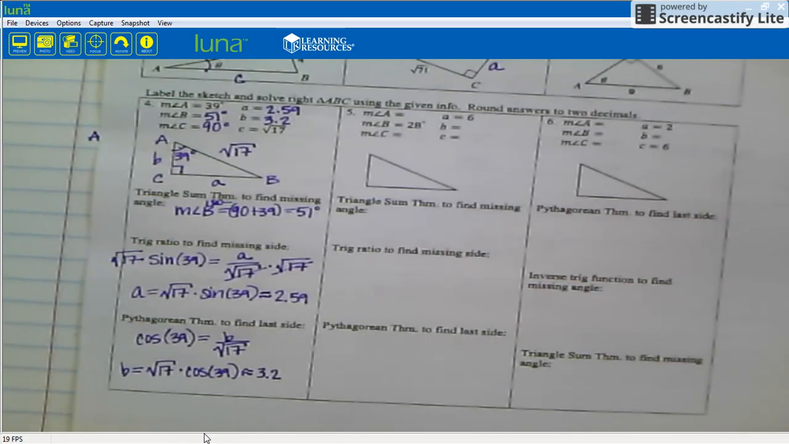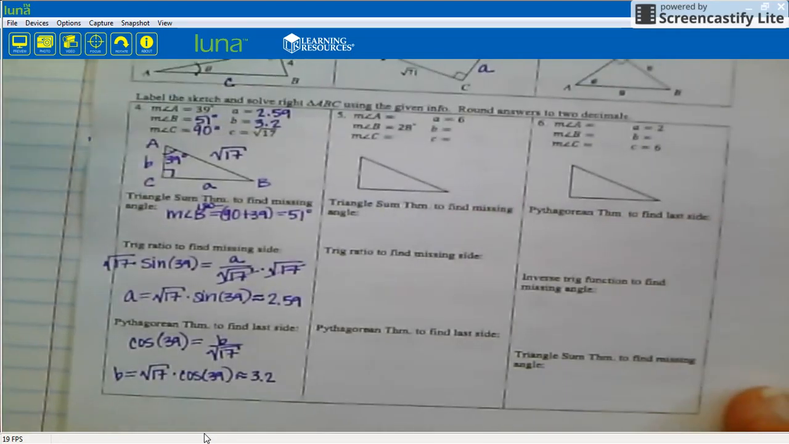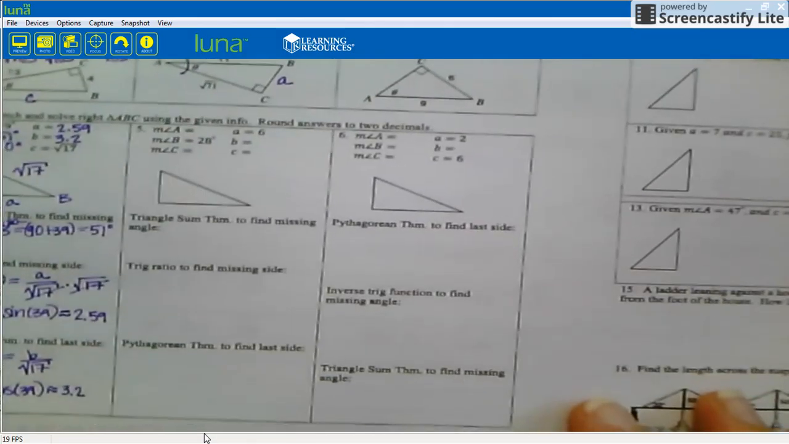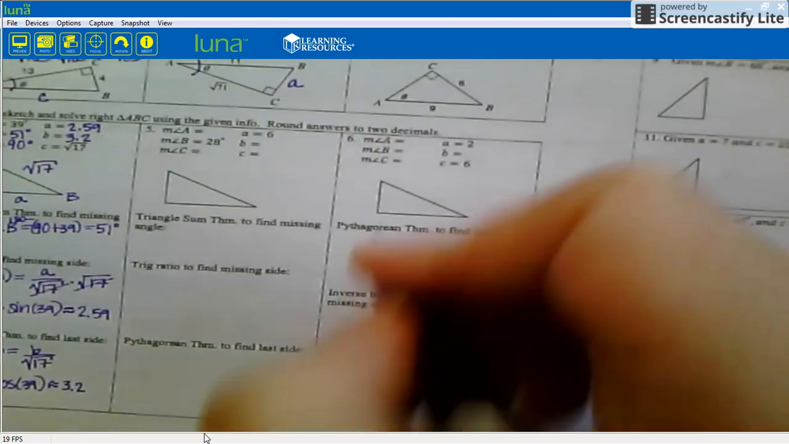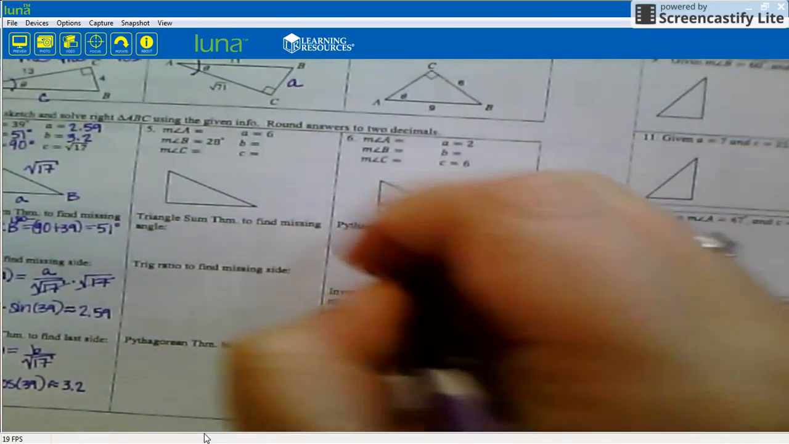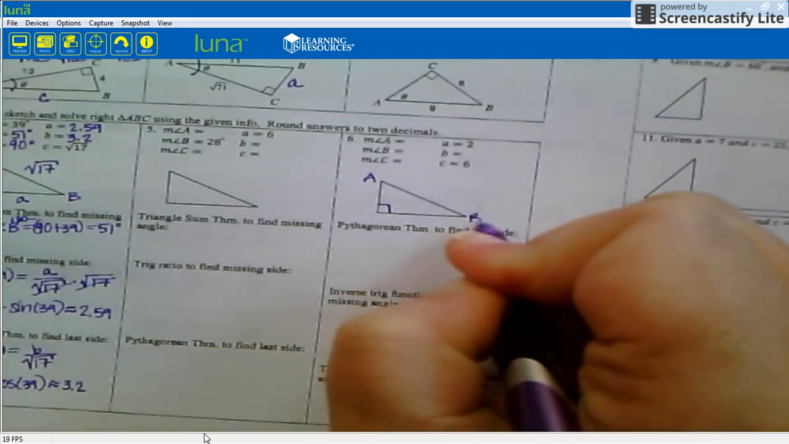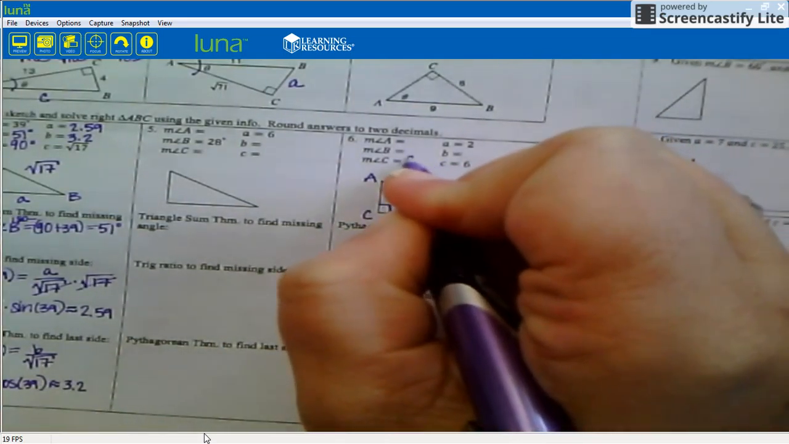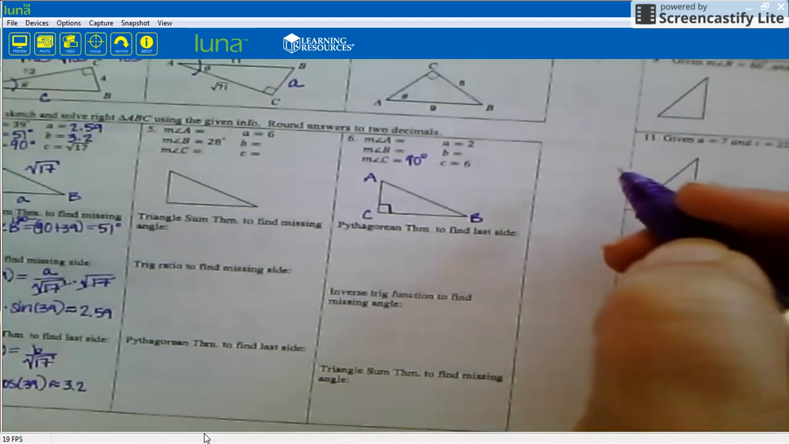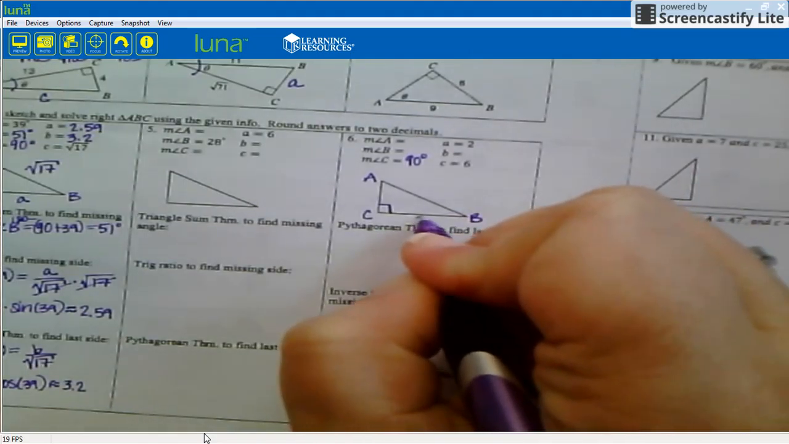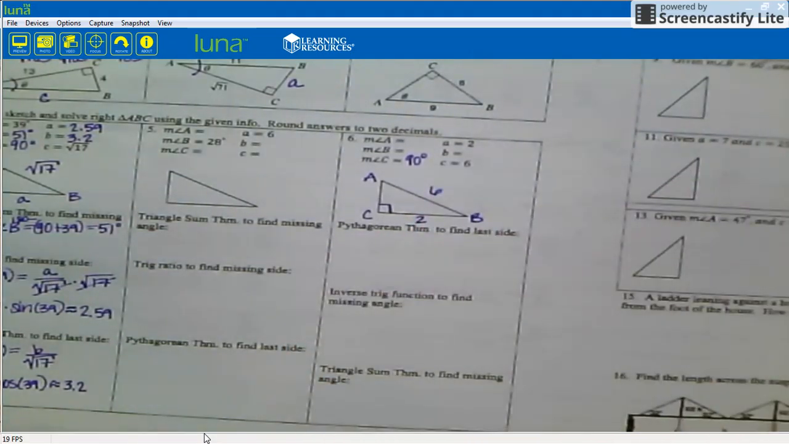So numbers 5 and 6 are set up in a very, very similar fashion. I will take a look at number 6 with you. You can try number 5 on your own. With number 6, what you're given are 2 side lengths. So I'm going to call this A, B, and C again, making C my right angle. So this is going to be 90 degrees. And my 2 side lengths are going to be 2 and my hypotenuse 6.